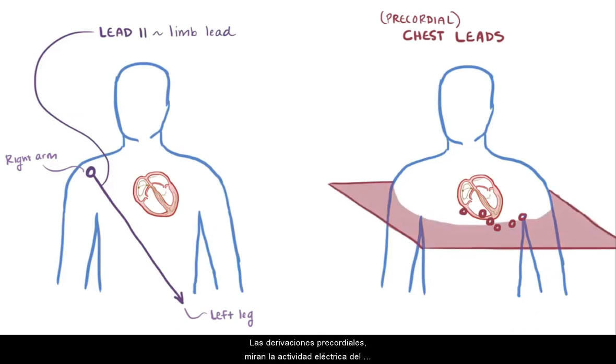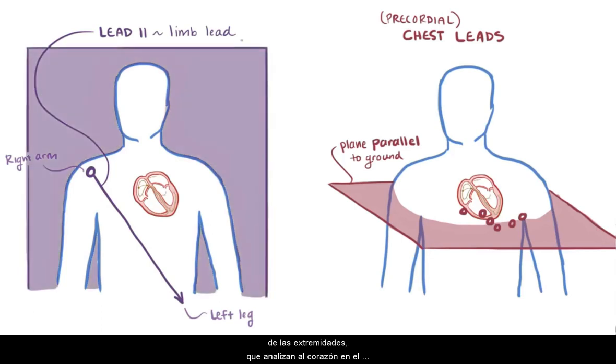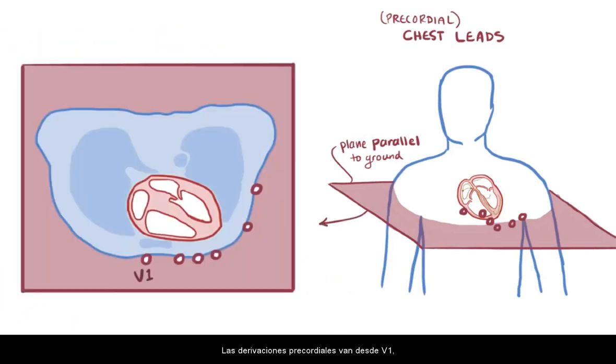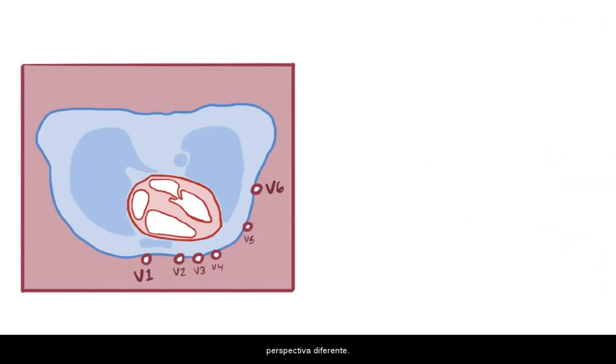Chest leads look at the heart's electrical activity when viewed from a slice parallel with the ground, so it's a bit different from the limb leads, which look at the heart in the frontal plane, which is perpendicular to the ground. For chest leads, they go from V1 coming straight out the front of the chest to V6 going out the left side of the chest. Each of these is like looking at the heart from a different perspective, right? V1 and V6 are particularly helpful because they're the farthest apart from each other, and therefore have the most contrast between views.